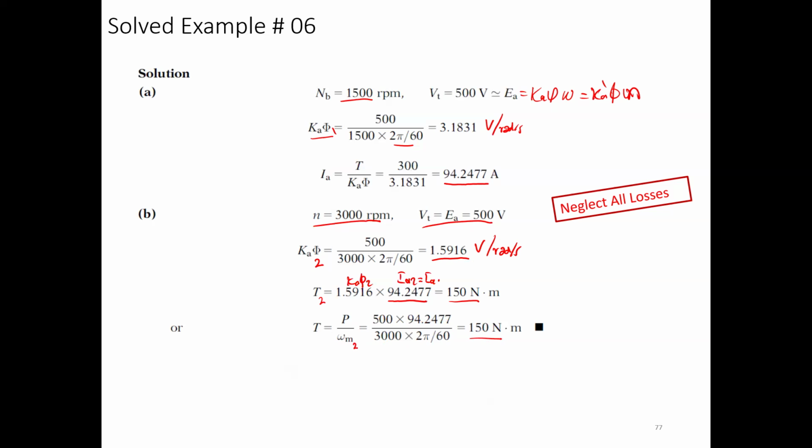So neglecting losses, where did we neglect loss? We neglected loss here, guys, in this assumption. Since V equals E, this means the voltage drop across the resistance is neglected, and since we neglected the resistance, this means we also neglected the copper loss of the machine. So this is the meaning of neglecting all losses in our machine.